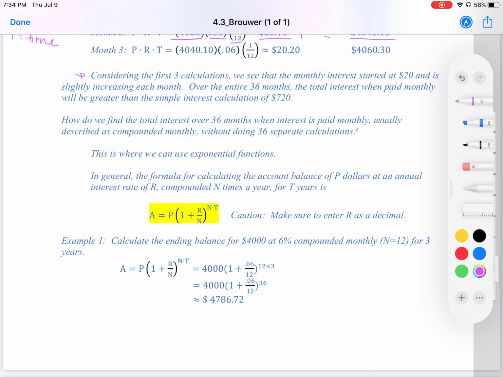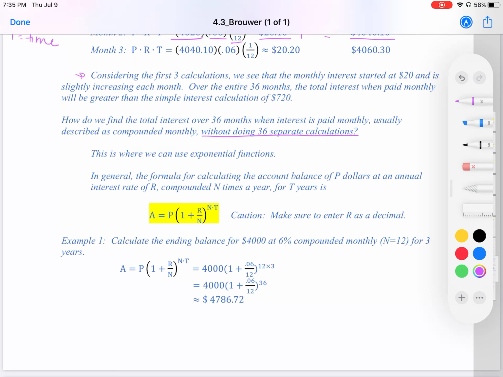Considering the first 3 calculations, we see the monthly interest started at $20 and it's slightly increasing each month. Over the entire 36 months, the total interest when paid monthly will be greater than the simple interest calculation of $720. How do we find the total interest over 36 months when interest is paid monthly, usually described as compounded monthly, without doing 36 separate calculations? Which we don't want to do, right?